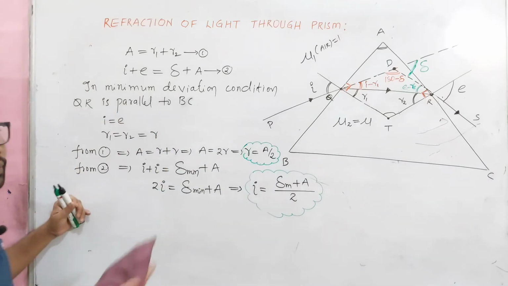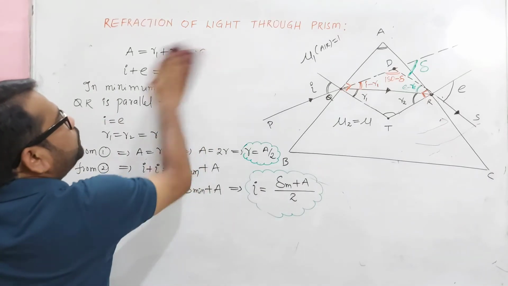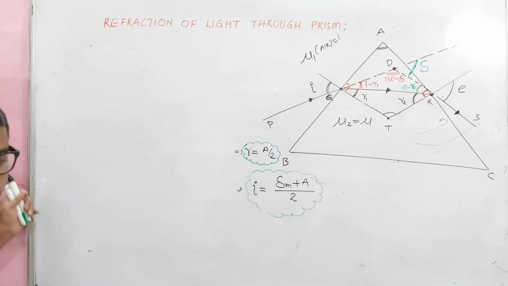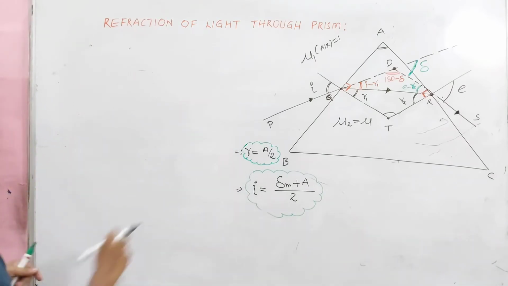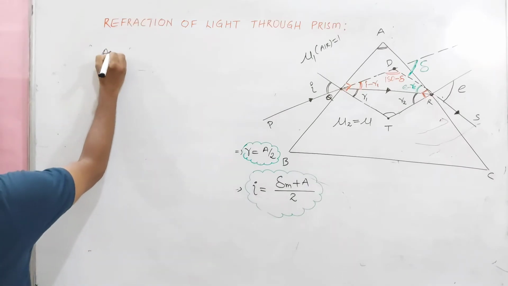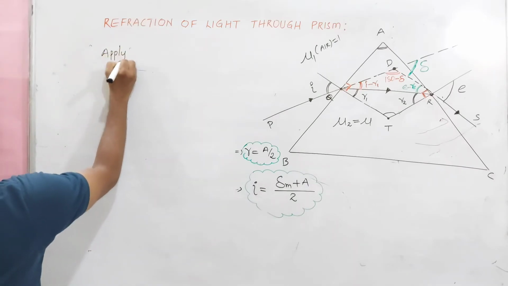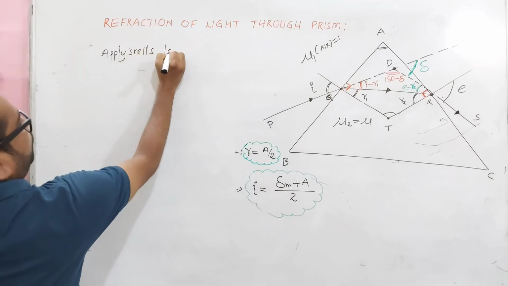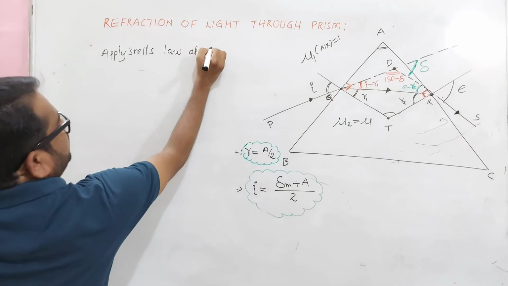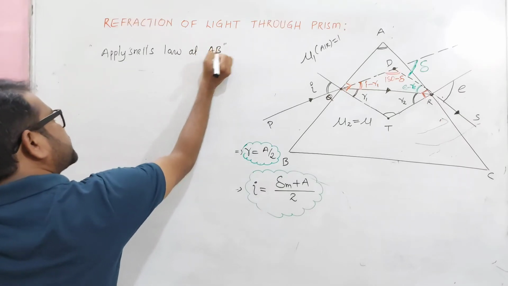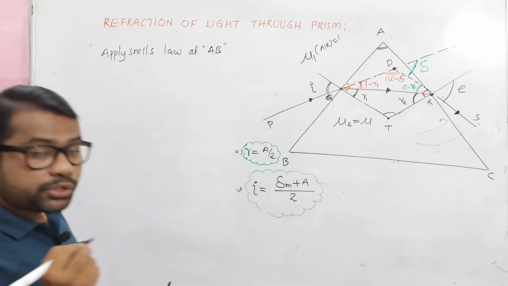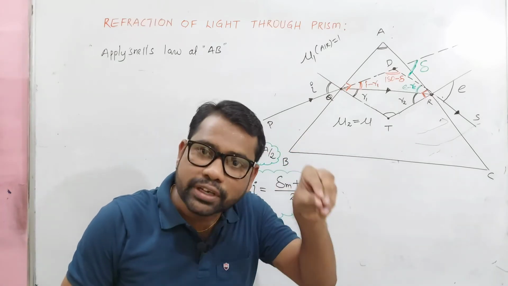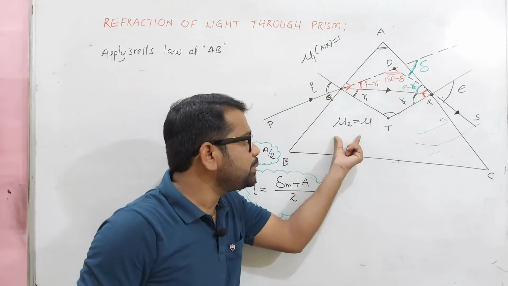Children, can you see this? Okay, fine. Now let us apply Snell's law at the refracting surface. Which one? The first refracting surface. So here we apply Snell's law at the AB refracting surface. Children, what is the refractive index of the medium in which refraction is taking place? That is the second medium, this one.